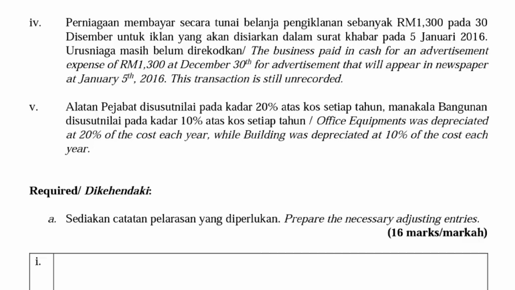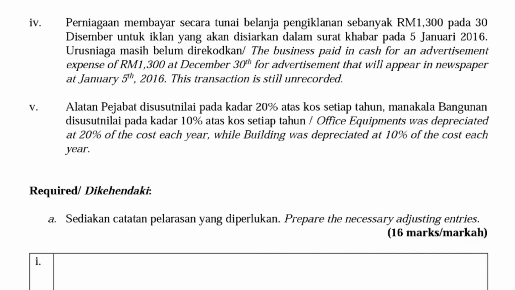Account prepaid advertisement is a prepaid expense account, and it is an asset. Why is it an asset? Because the business will get benefit in the future, in the next year. The business paid 1,300 today, cash out today, but the business will get the benefit in the future. What is the benefit? The advertisement will appear in the newspaper in the future, in the next year. So the adjusted entry for this is debit prepaid advertisement 1,300, credit cash 1,300.